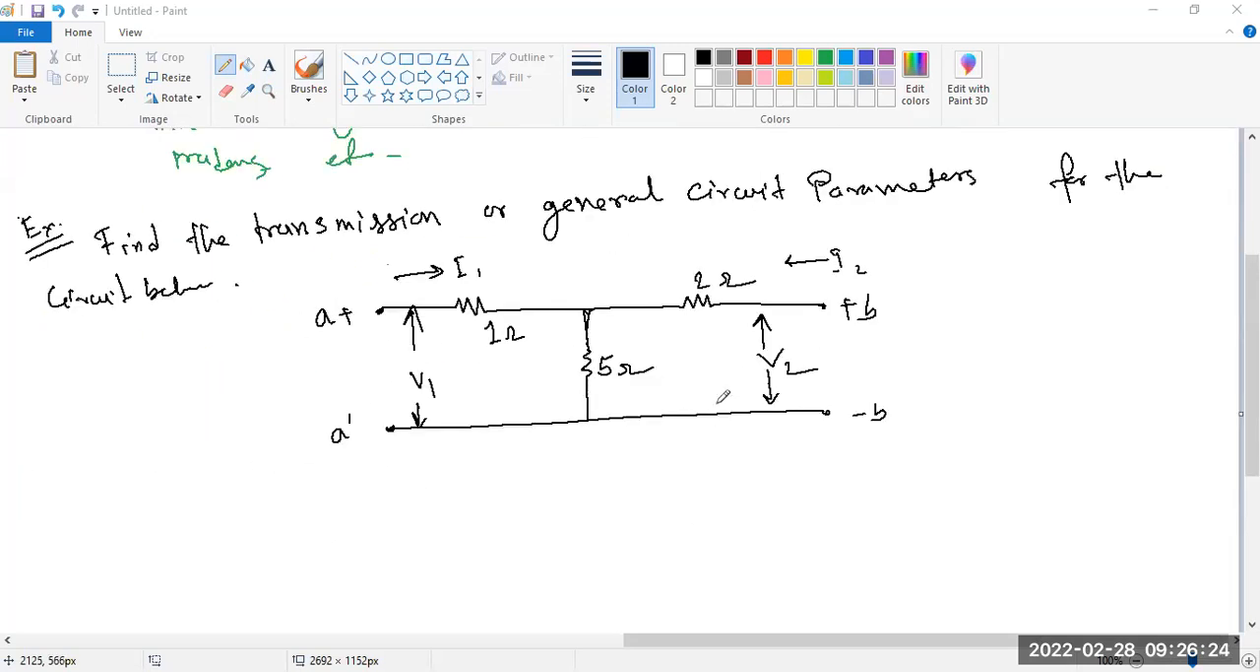Guys, just solve this math numerical. Otherwise, I'm doing this.